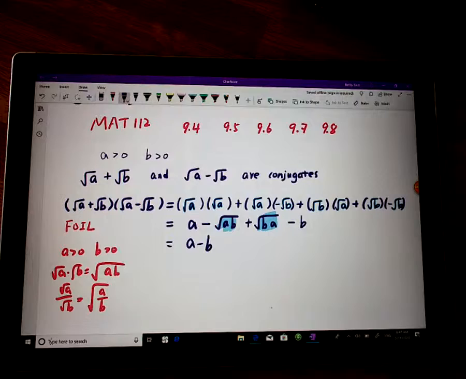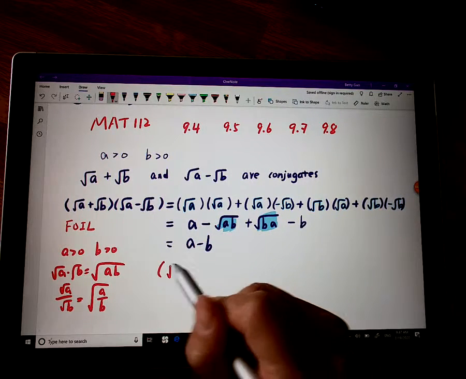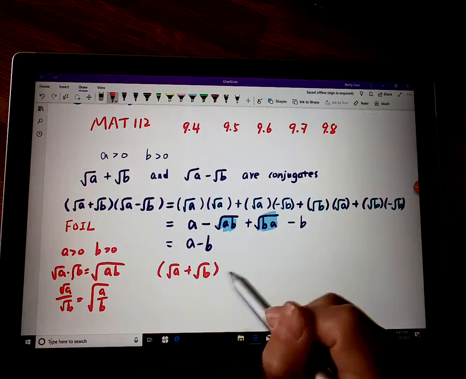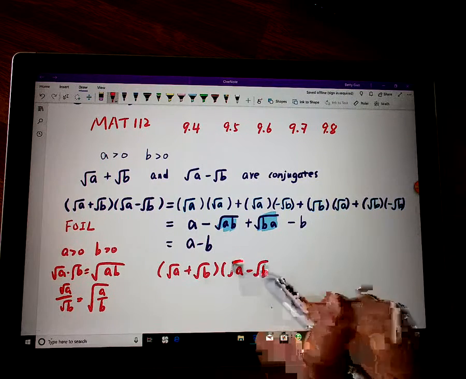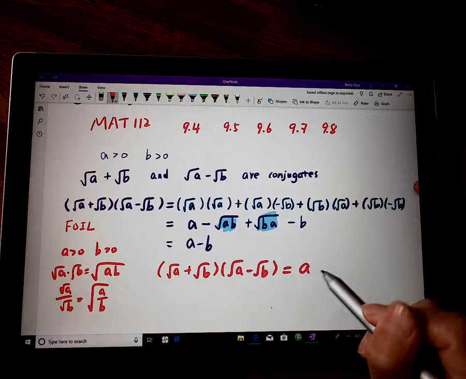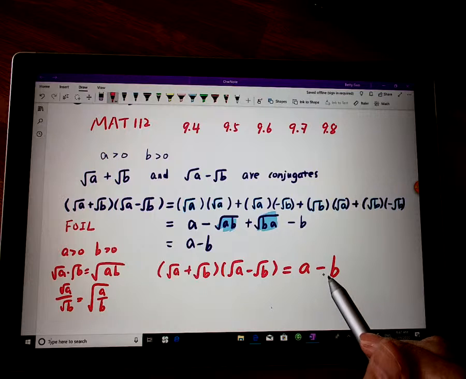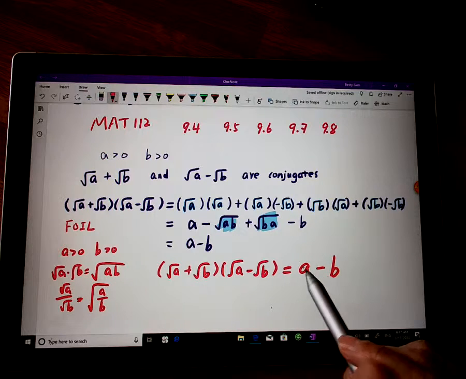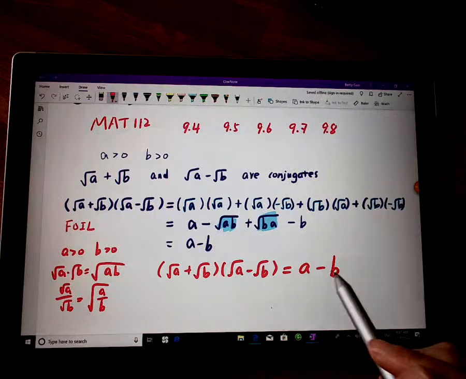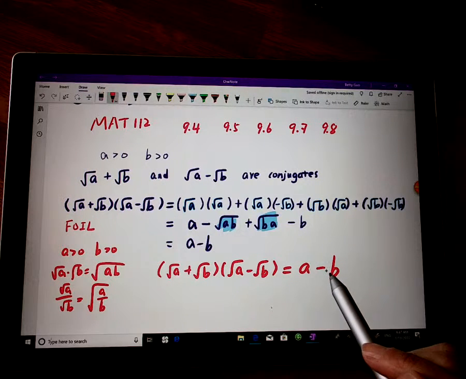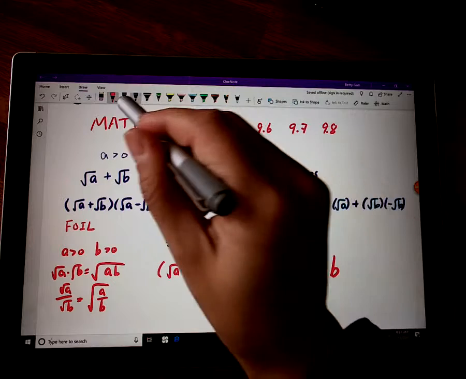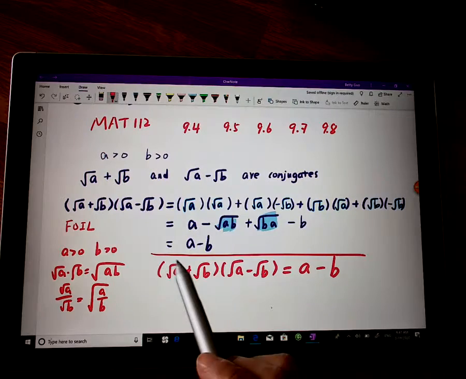Here I want you to write down a formula. Square root a plus square root b times square root a minus square root b equals a minus b. The result is a subtraction, a difference. When it comes to a difference, we need to be very careful with the order. A must be in front, followed by b, not the other way around. Okay, this is the formula for the product of conjugate square roots.